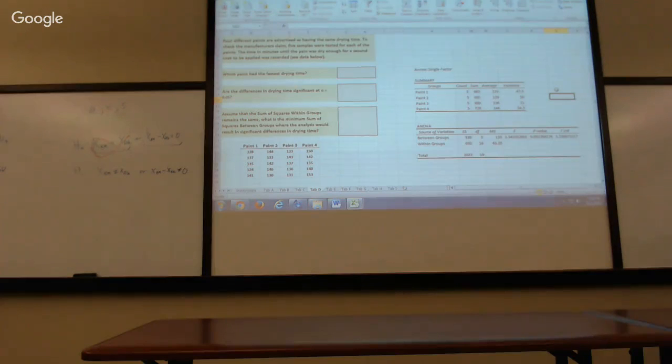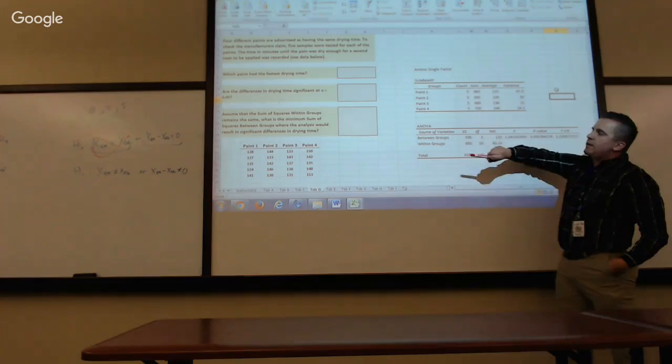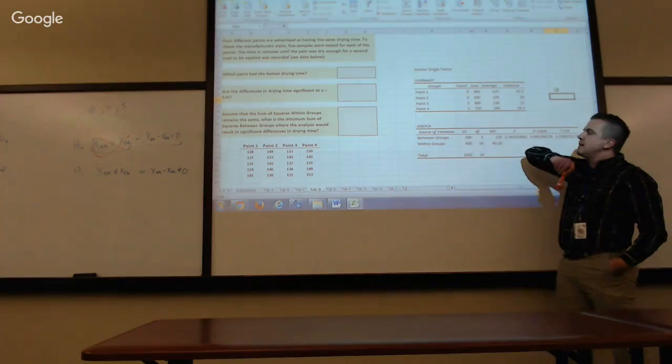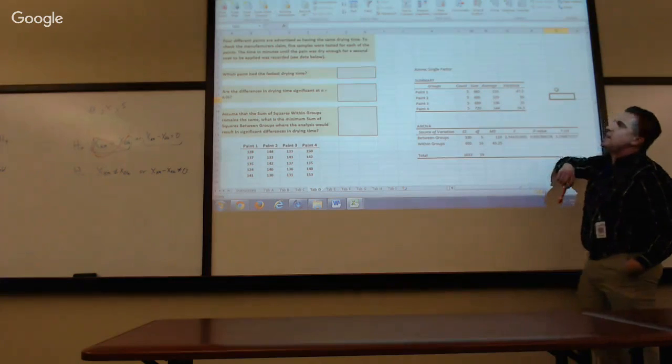The first printout is just going to give us all of our summary statistics. What's our count in each one? There are 5 in each of our 4 samples. What's the average in each of our samples? What's the variance in each of our samples?